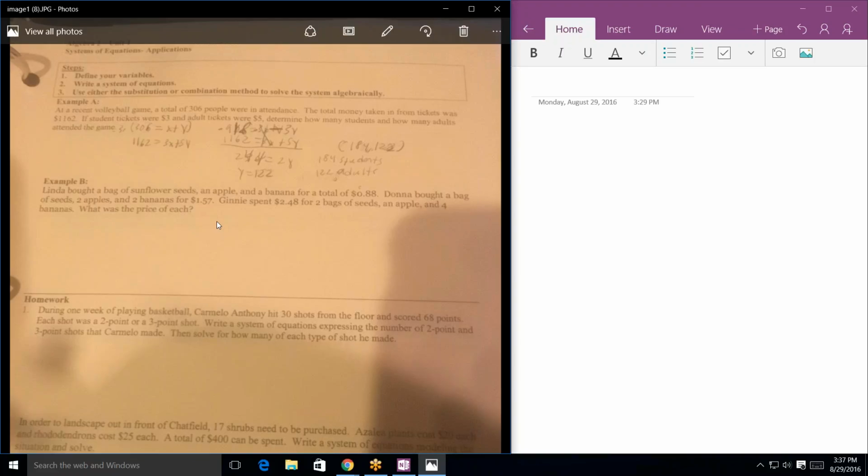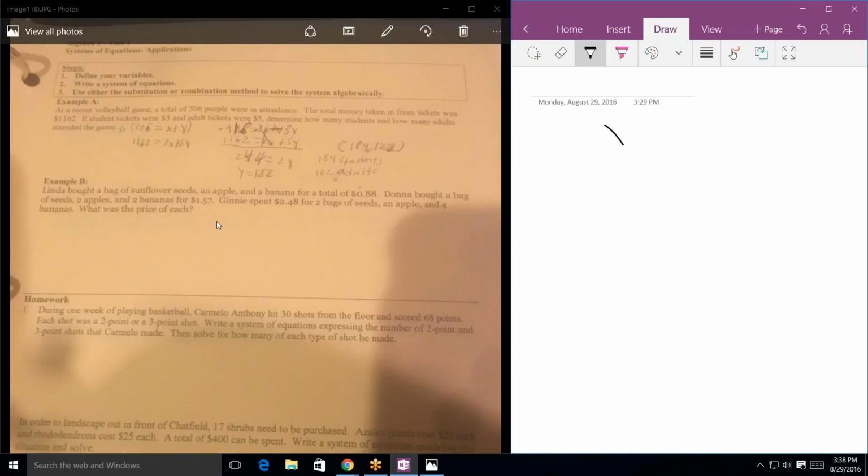Alright, so during 1 week of playing basketball, Carmelo Anthony hits 30 shots from the floor and scored 68 points. Each shot was a 2-point or a 3-point shot. On a word problem, what is always the first step? I don't know, it's been a long time since I've done word problems. If you can remember this, it will make them so much easier for you. First step is to read the last sentence and figure out your variables.